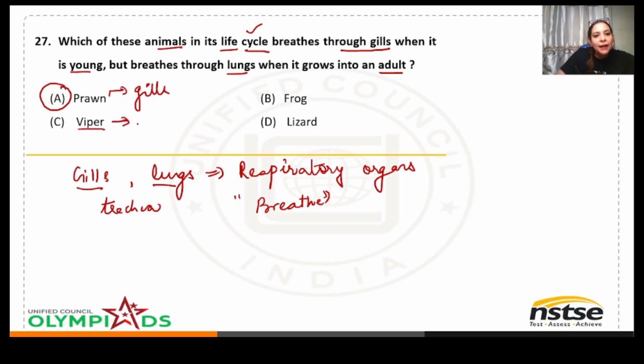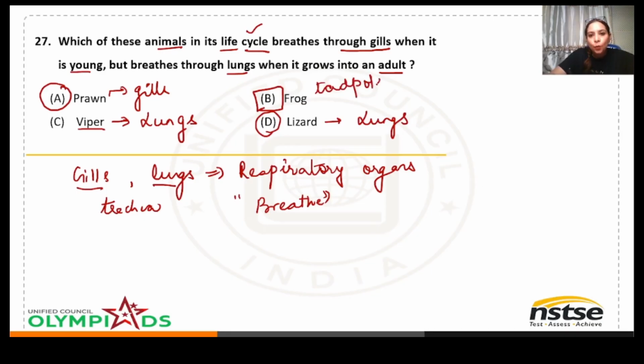Viper is basically a class of snakes, and they have only one lung, so they respire through lungs. Lizard also respires through lungs. But if I talk about frog, the younger stage of frog is called a tadpole, and it respires through gills. But as it grows into an adult, an adult frog respires through lungs. So the correct answer here is option B.